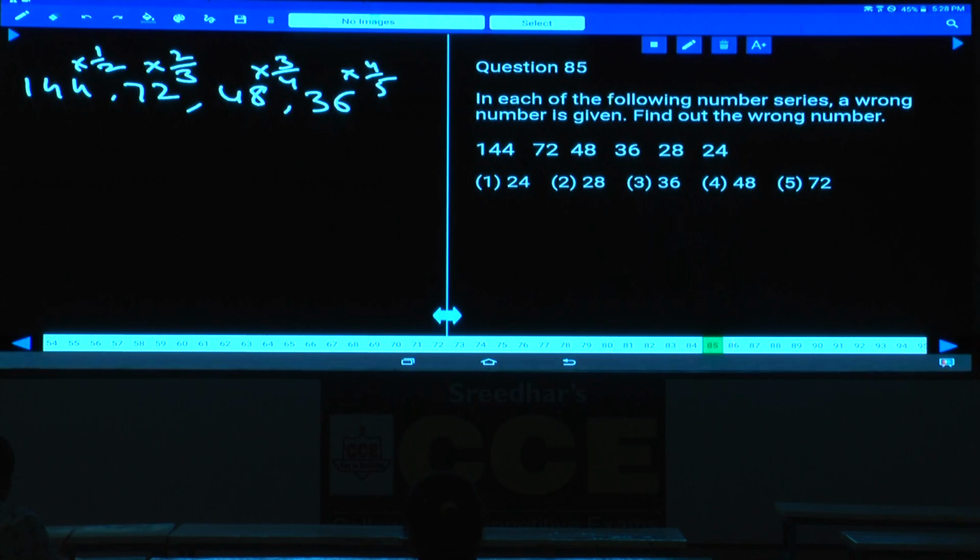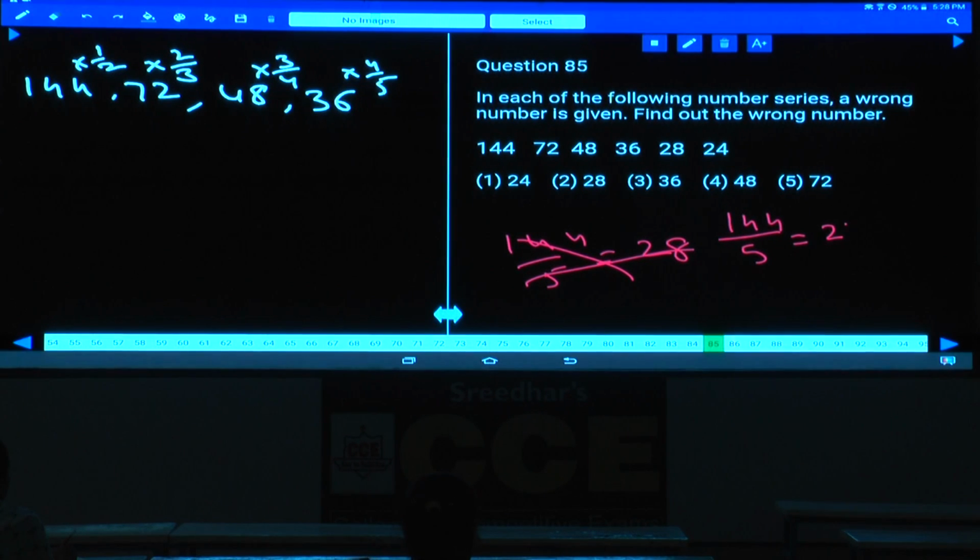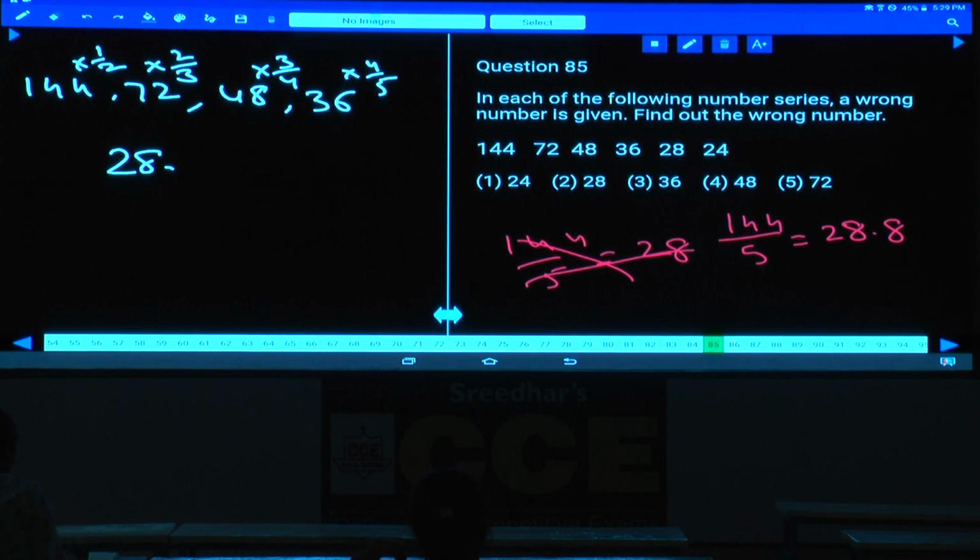28. Are you getting the correct number here? 144 by 5. Then what is your answer here? 5 2s are 10 and 44, 5 8s are 40. Then, hence what is the wrong number here? Now the wrong number is the next one, 28 is the wrong number. Are you getting it? Into 1 by 2, into 2 by 3, into 3 by 4, 36 into 4 by 5. 36 into 4 is 144. 144 by 5, tell me here, 5 2s are 10. And what is left over here? 5 8s are 40, and the 4 is left over, and that is 28.8. Now 28.8 is the correct number, but here it is given as how much? 28. That is the wrong number.